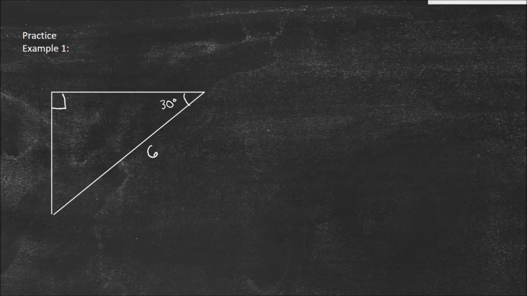So the first thing I see is we're given one angle measurement, but we're also given this symbol here, which means that that's a right angle. So we can actually figure out the last one by doing the 180 rule. The angles in a triangle have to add up to 180.